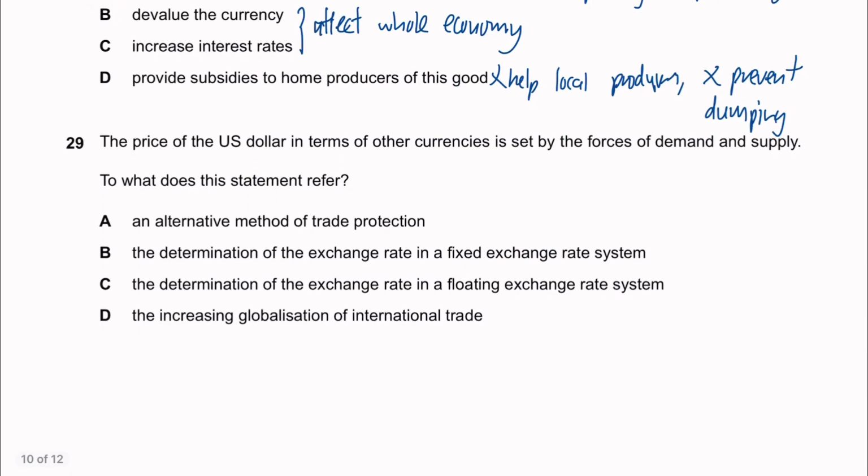Okay, 29. Price of US dollar in terms of other currencies is set by the forces of demand and supply. To what does this statement refer? Immediately, you need to know it's a floating exchange rate system. Okay, so this question is rather straightforward.